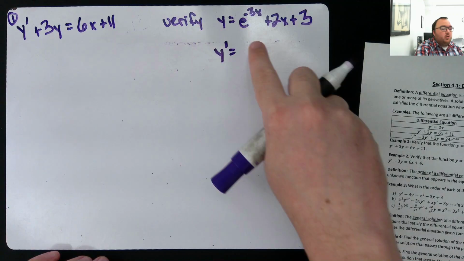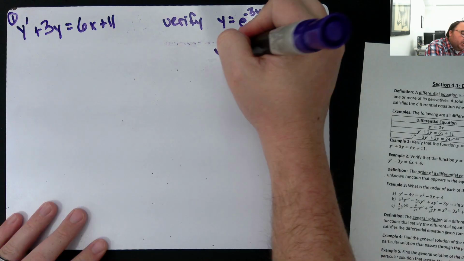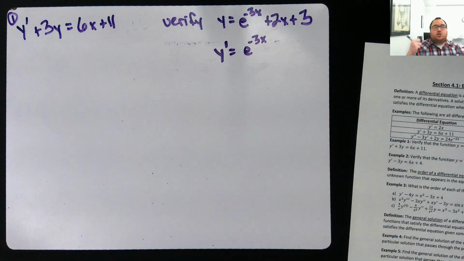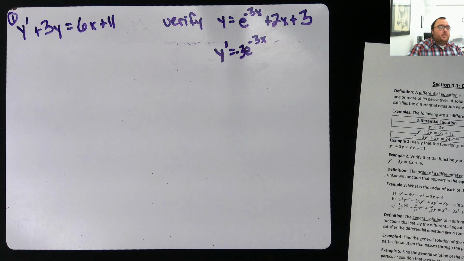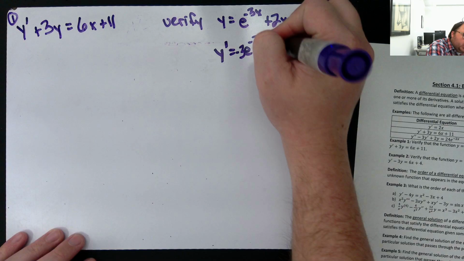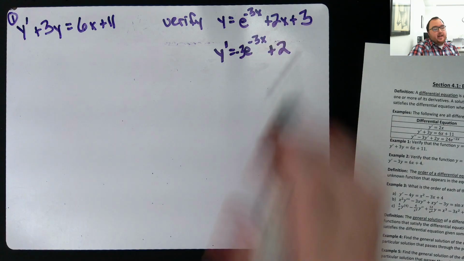So the derivative of e, remember we said e just stays e, right? So this is just going to be e to the negative 3x. But by the chain rule, I need to multiply that by the derivative of negative 3x. Well, the derivative of negative 3x is negative 3. So chuck that in there. The derivative of 2x is just 2, so plus 2. And the derivative of 3 is 0. So I am good there.